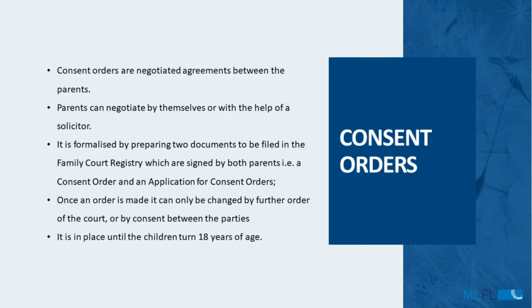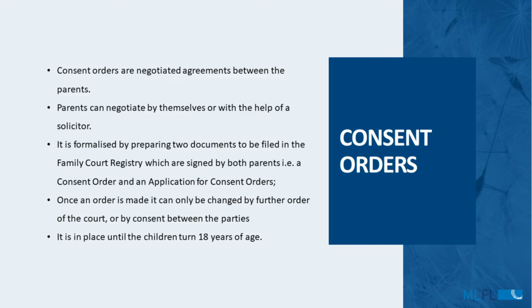A registrar will then consider those documents, and if they're happy with them, they'll seal it and issue it to the parties. It is then a court order, and it has the same weight as if the parents had been through the court system and a judge had made those orders. So what this means is that once an order is made, it can only be changed by further order of the court or by another consent order made between the parties. And it's in place until a child turns 18 years of age.